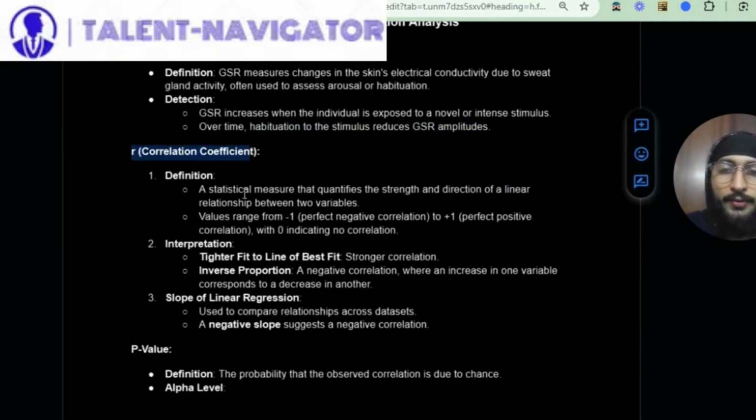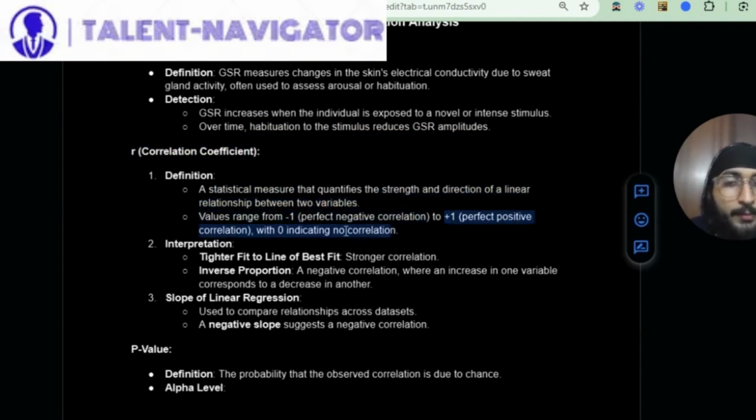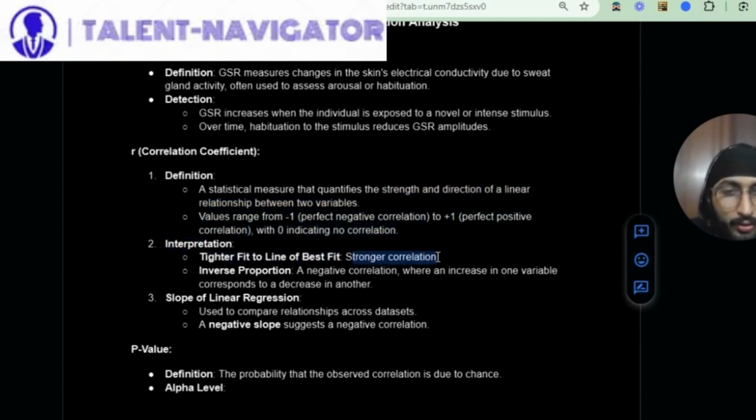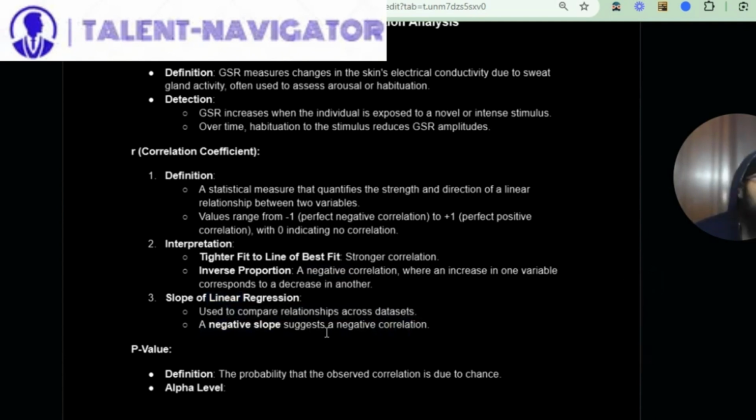Now, r, the correlation coefficient, is a statistical measure that quantifies the strength and direction of a linear relationship between two variables. Values range from -1, perfect negative correlation, to +1, perfect positive correlation, with 0 indicating no correlation. Interpretation: a tighter fit to the line of best fit means a stronger correlation, and an inverse proportion is a negative correlation, where an increase in one variable corresponds to a decrease in another. Now, the slope of linear regression is used to compare relationships across datasets; a negative slope suggests a negative correlation.